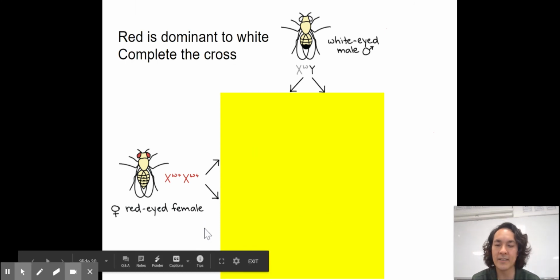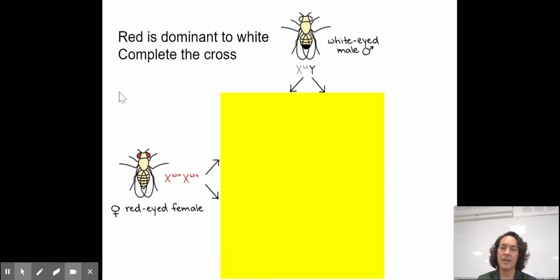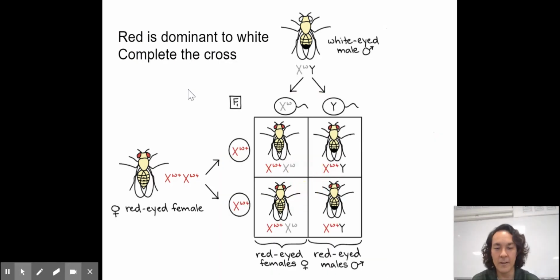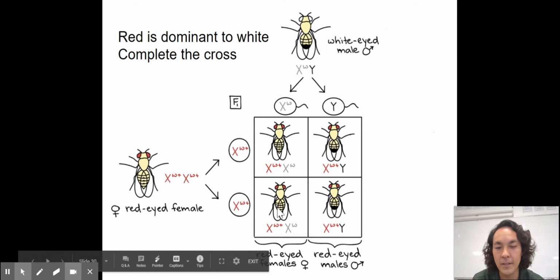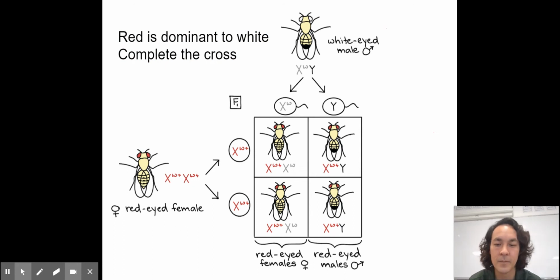Here, let's look at some flies. And so here would be a red-eyed female and a white-eyed male. If red is dominant to white, can you complete the cross? Well, hopefully you got that they are all red-eyed, and that's pretty cool. But now we're going to have some females who are going to be heterozygous for this eye color trait, right? They're going to have the red and the white allele. So if we breed it again, then we should get something different.